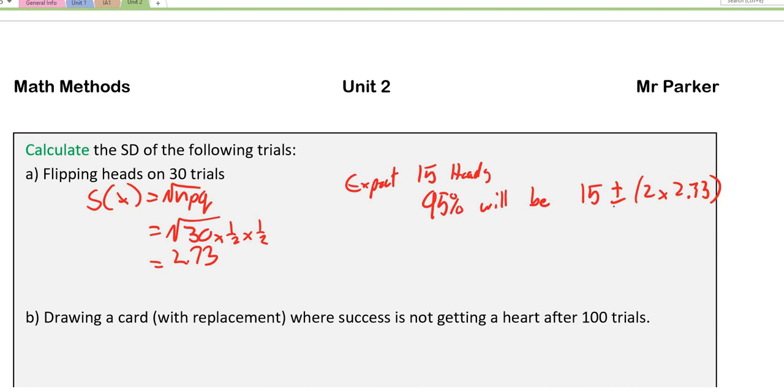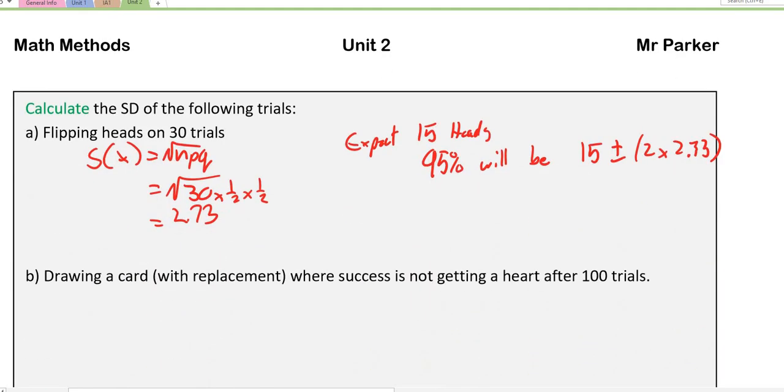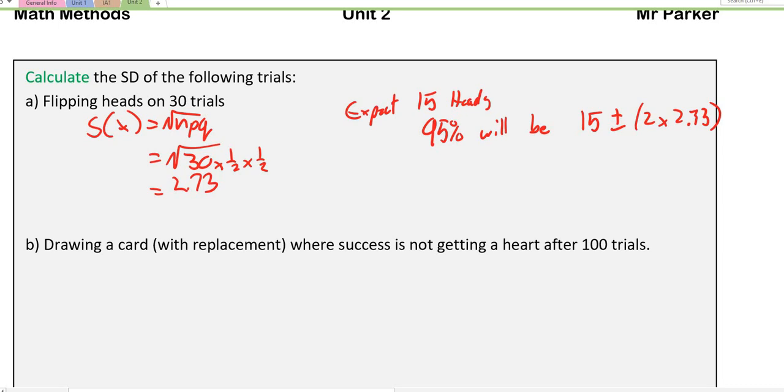So am I talking gibberish here, or does that kind of make sense? Because we did that in the previous question, the expected value of doing 30 flips. That's not a rule. It's just that up here, I said approximately 95% of data will be within 2 standard deviations of the mean value. We know from the previous question, you would expect to have 15 heads out of 30. That's what we expect to get.